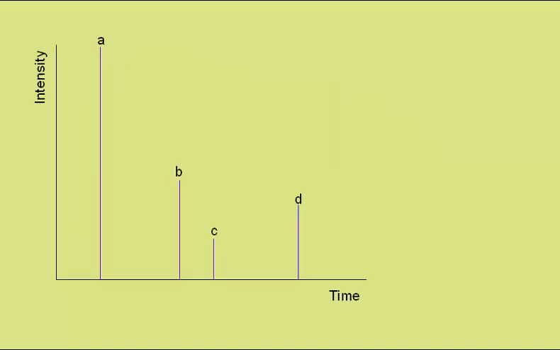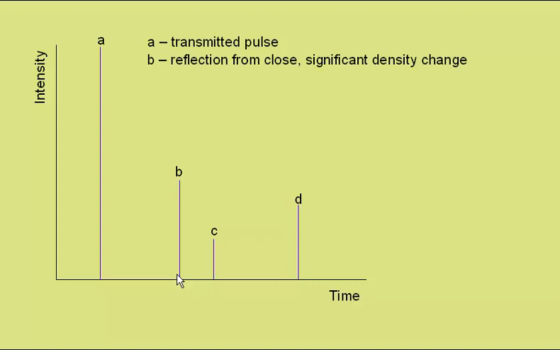The computer will get information something like this. It will know the intensity of the pulses detected and the time at which they are detected. So, pulse A could be the transmitted pulse. Pulse B, a reflection from a close and significant density change within the body. The reflection is from something close, as it's not taken long to return. And we've received a high intensity of echo, therefore there must be a significant density change.